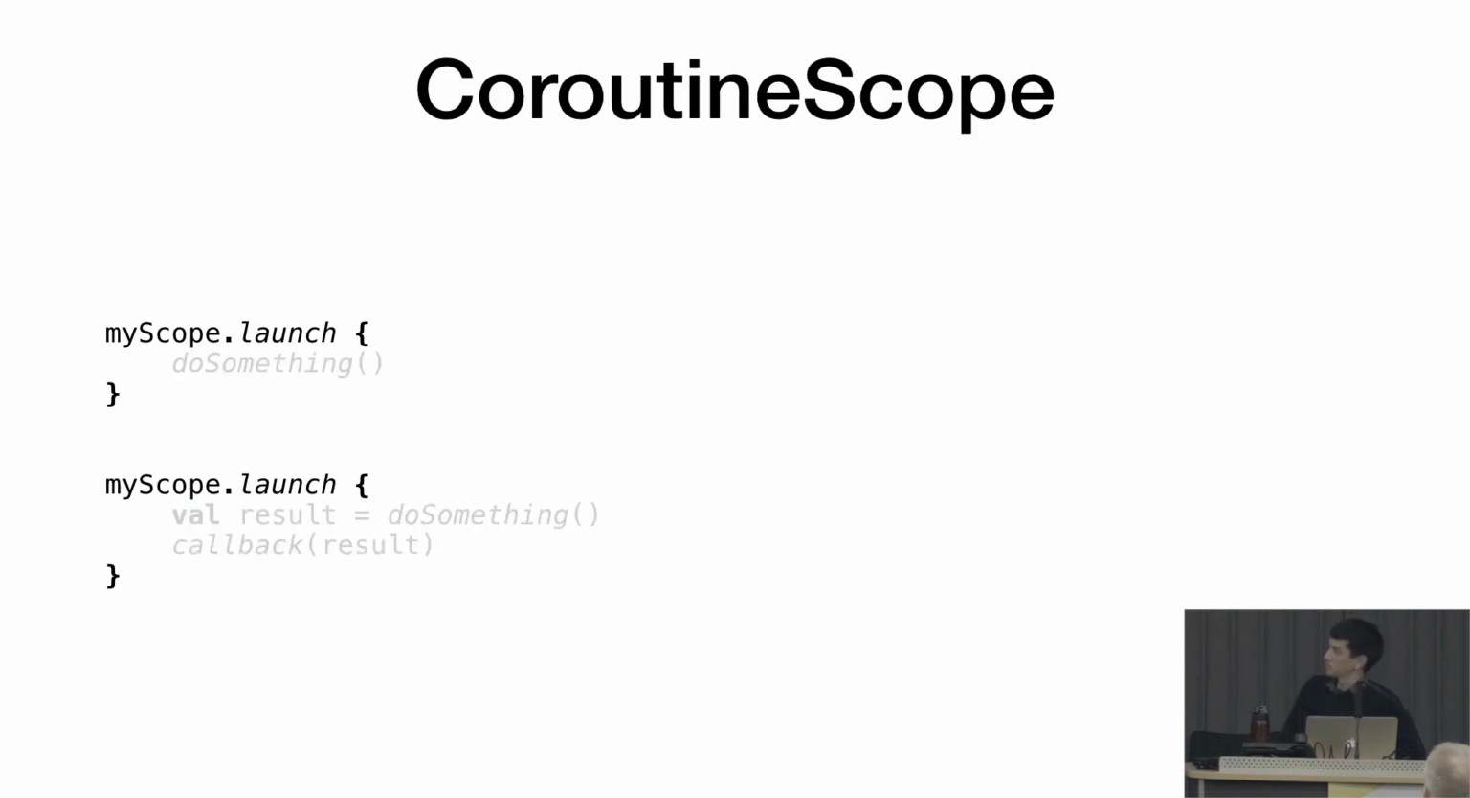Second thing you might have noticed me putting over and over again is that launch doesn't exist in a vacuum. It keeps being called on this variable that I created called myScope. What the heck is this myScope thing? Why is there this coroutine? It's known as a Coroutine Scope. Why the hell does this exist? Well, there's a really good reason for that.